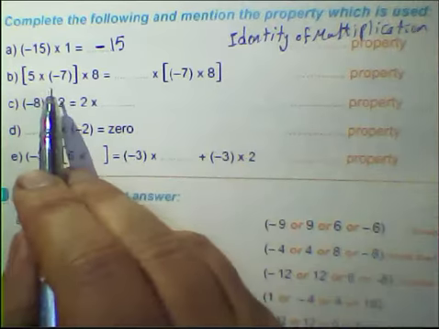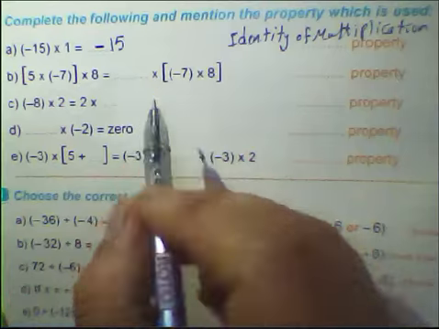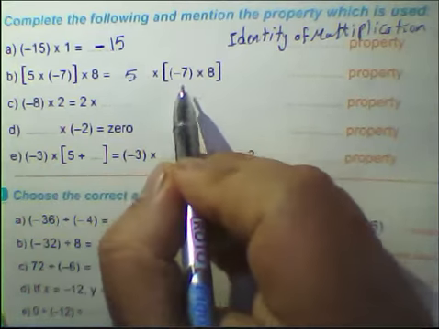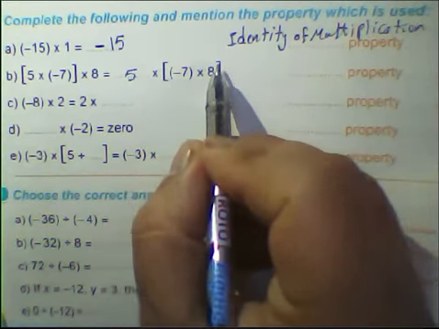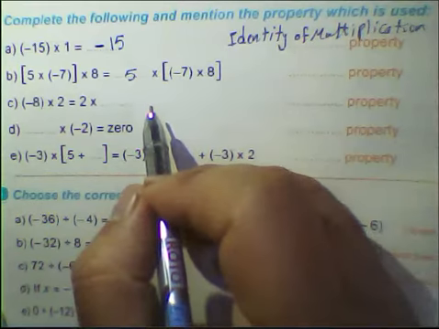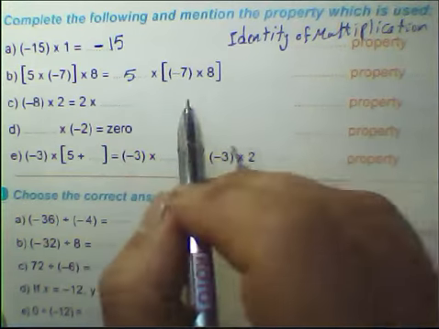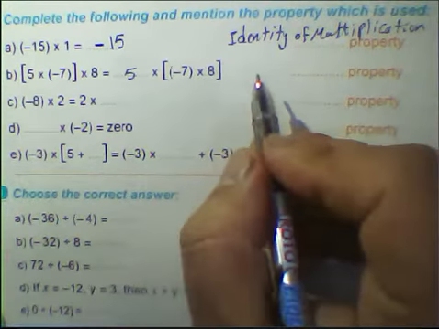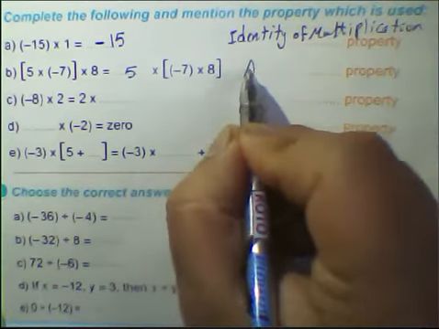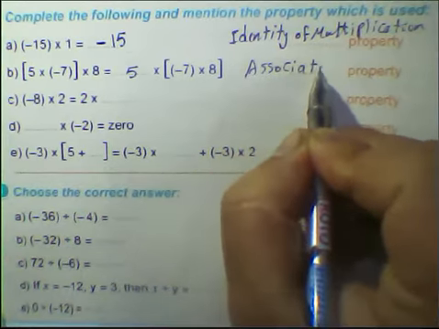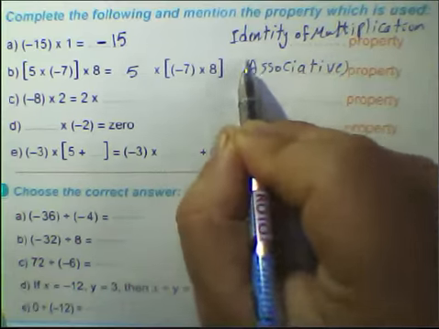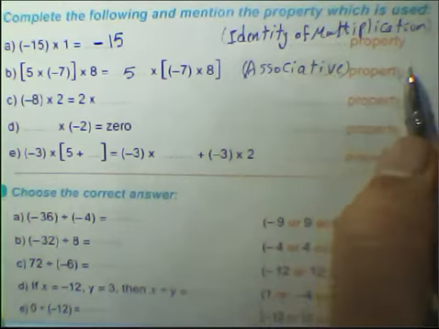5 multiply negative 7 multiply 8 equal 5 multiply negative 7 multiply 8 in brackets. This property is called associative property.